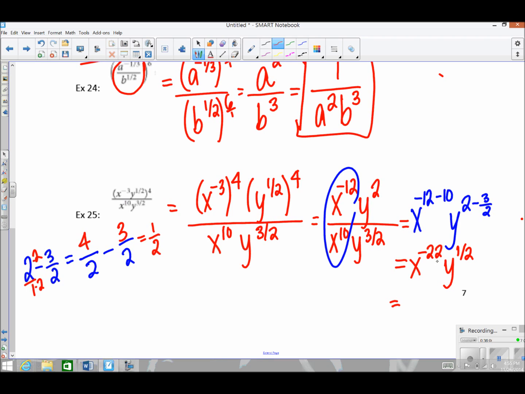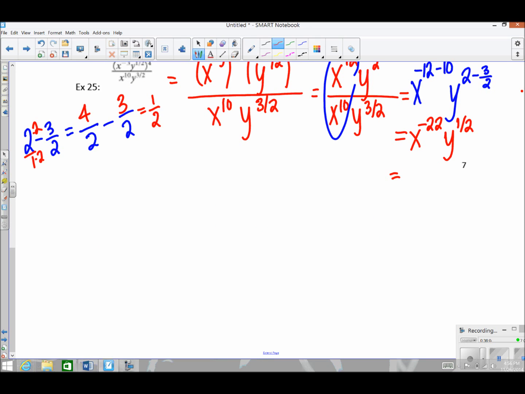And the last thing I should do is, since this x is raised to a negative exponent, is to move it to the denominator. So I'm going to keep the y to the 1/2 up top, and the x to the 22 is going to go down in the bottom.